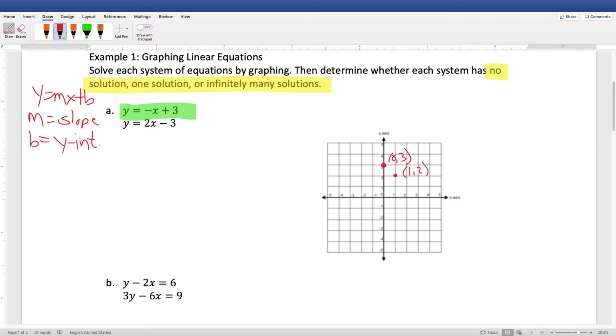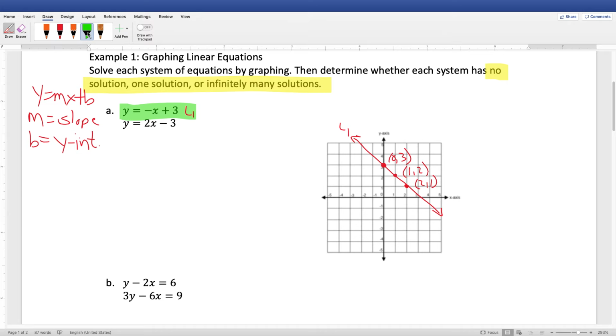And then I'm going to make you do a third point, to make sure we have a straight line. Down 1, to the right 1, because it is negative. And that is (2, 1). So then you will draw your straight line through those 3 points, and I'm going to call that L1. That is line 1, the one highlighted in green.